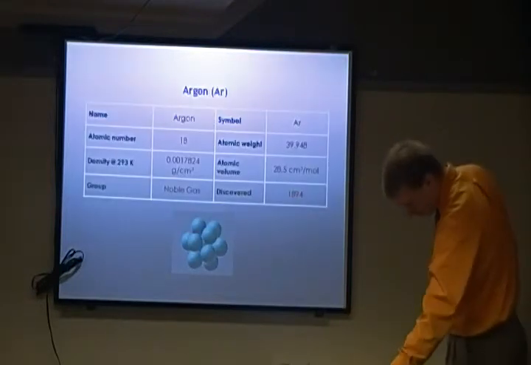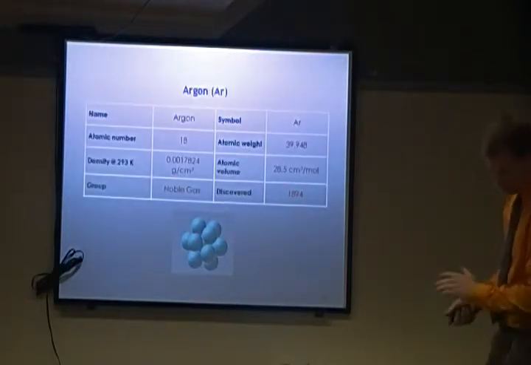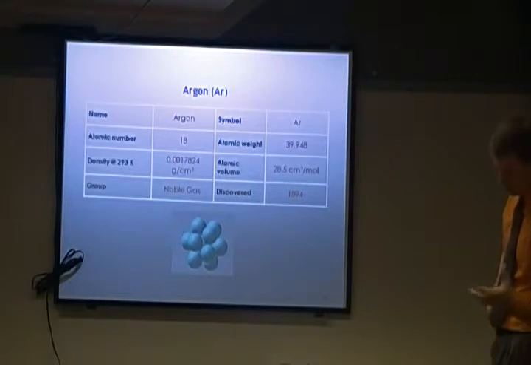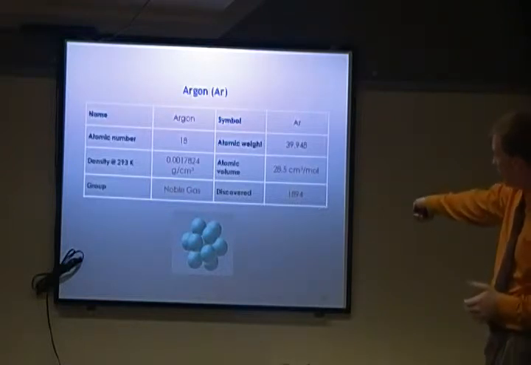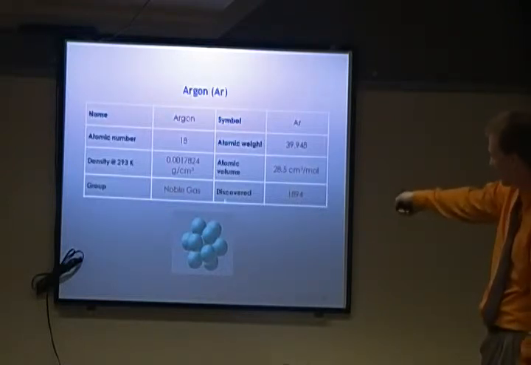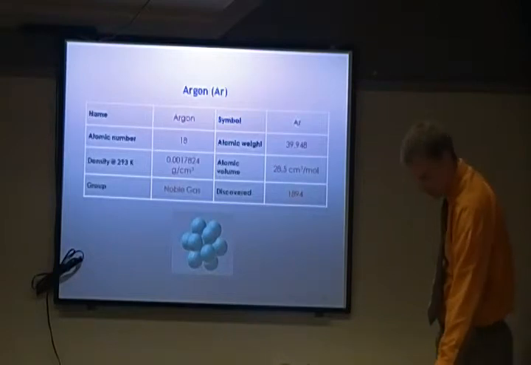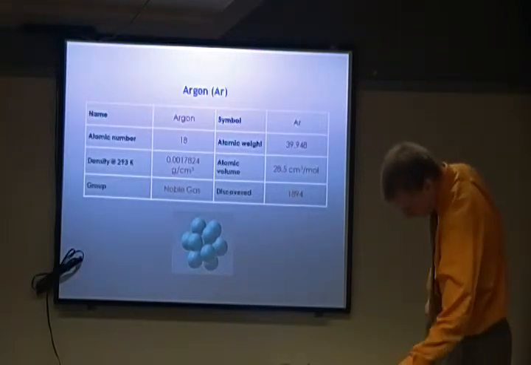I'd like to give a brief history of the argon atom, which is found at number 18 on the periodic table. The atomic weight is 39.948. It is a member of the noble gas group, and although it was suspected much earlier, it was actually discovered in 1894 by Lord Rayleigh.